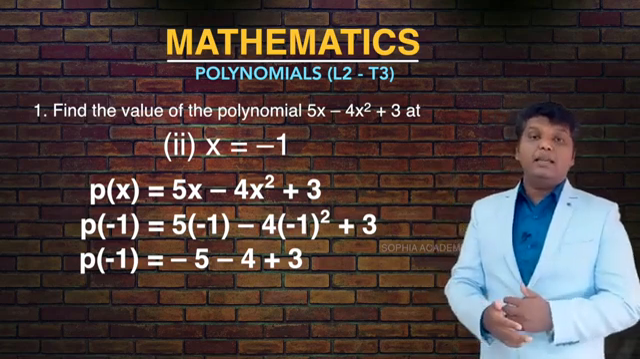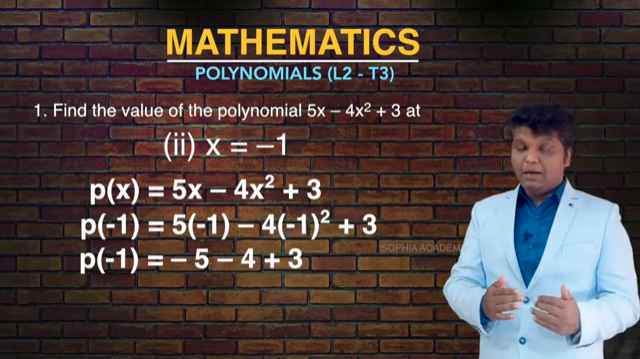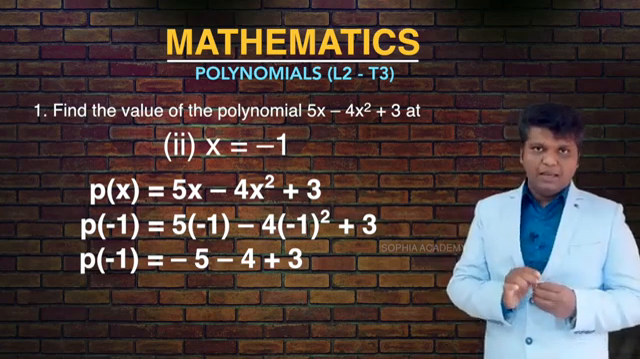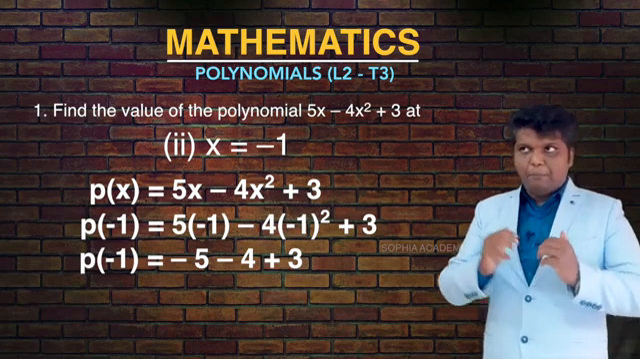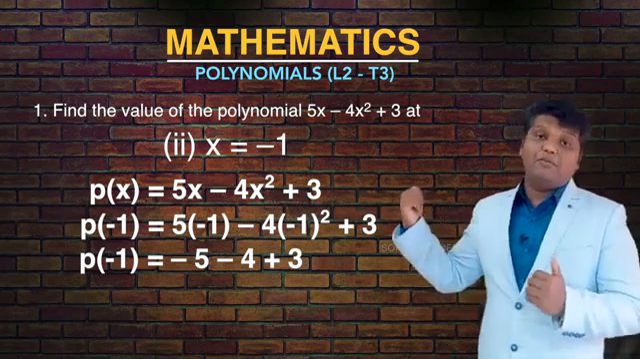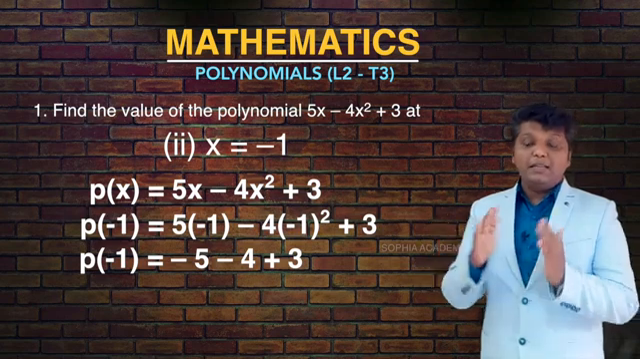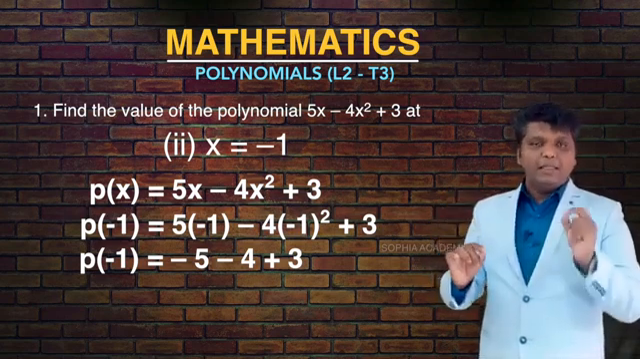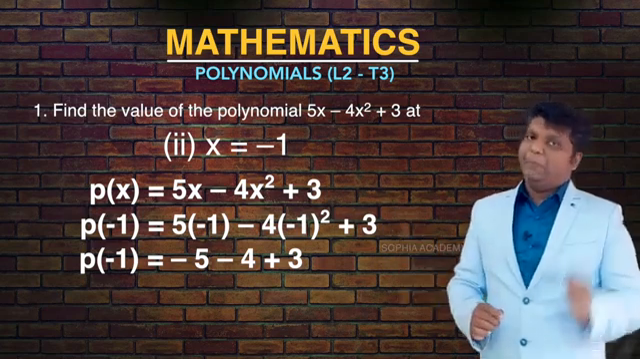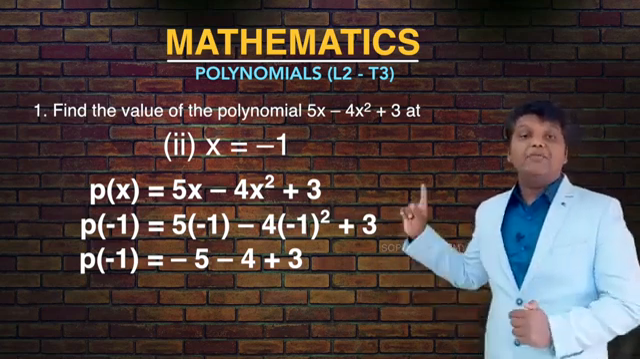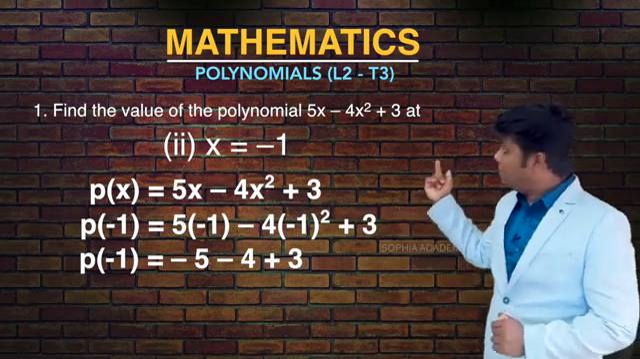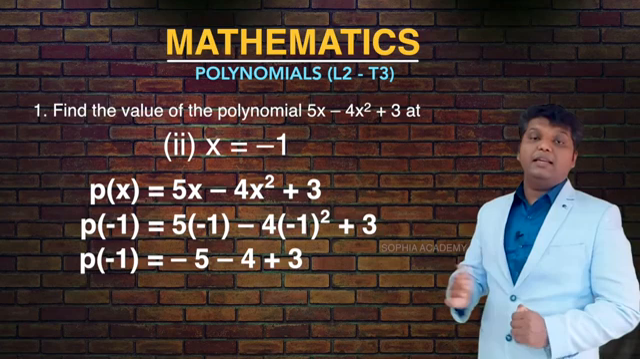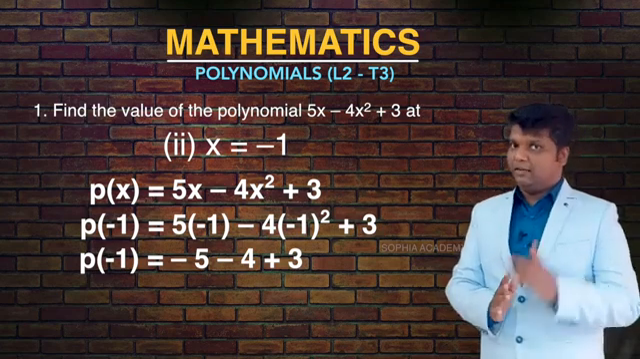5 into minus 1 is minus 5, minus 4 into minus 1 square. What is minus 1 square? It is plus 1. Remember, whenever you are taking the square of any negative number, it will be positive. Just look at the power of the given number. If it is a negative number raised to the power of an even number, then definitely the answer will be positive. Whereas if it is a negative number and the power is an odd number, then definitely the answer will be negative. That should be there in your mind.